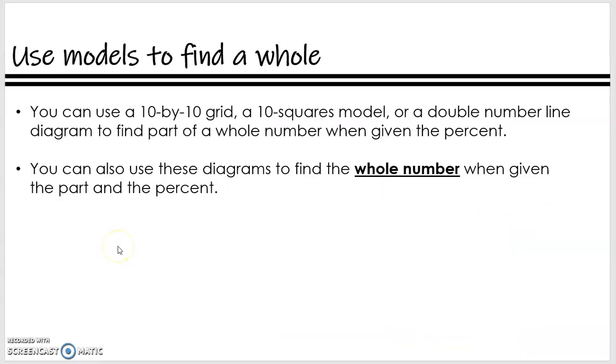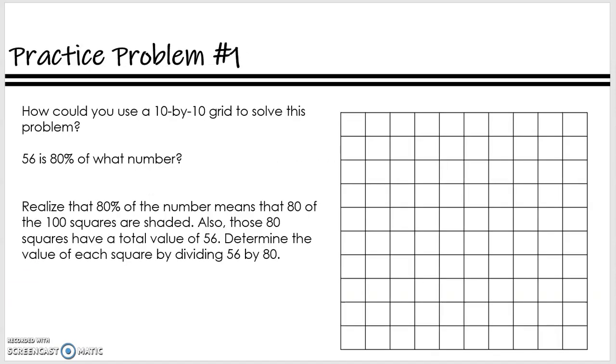And today we're going to find a whole amount when we are given a part and the percent. So we're going to look at a 10 by 10 grid to do this, and we're also going to look at our other types of modeling with the 10 square model and the double number line. So let's get started with our first practice problem, okay? How could you use a 10 by 10 grid to solve this problem? 56 is 80% of what number?